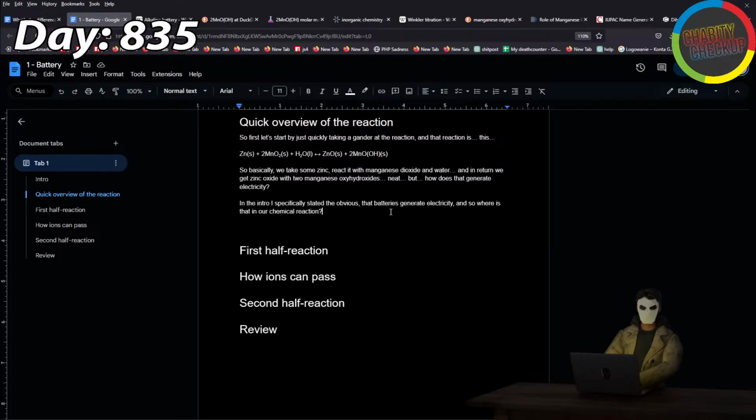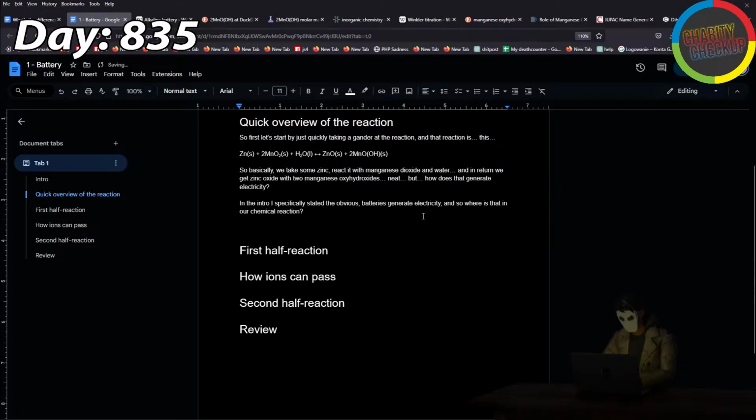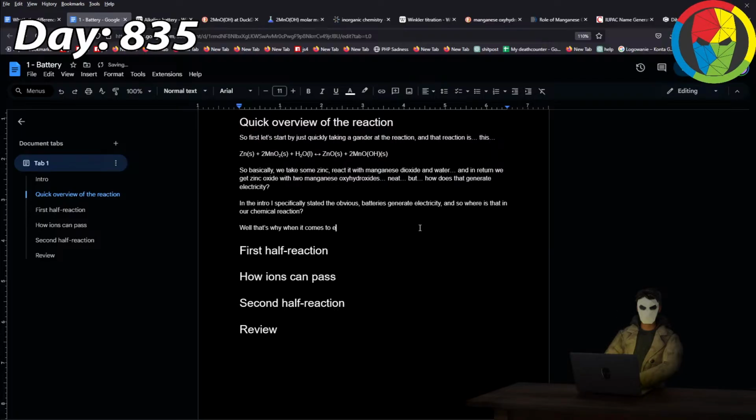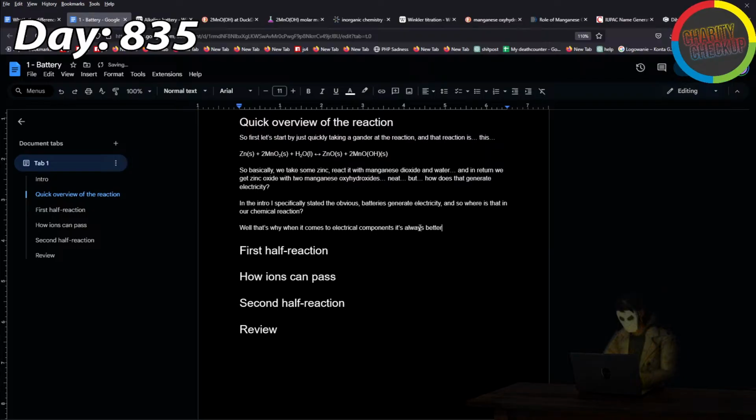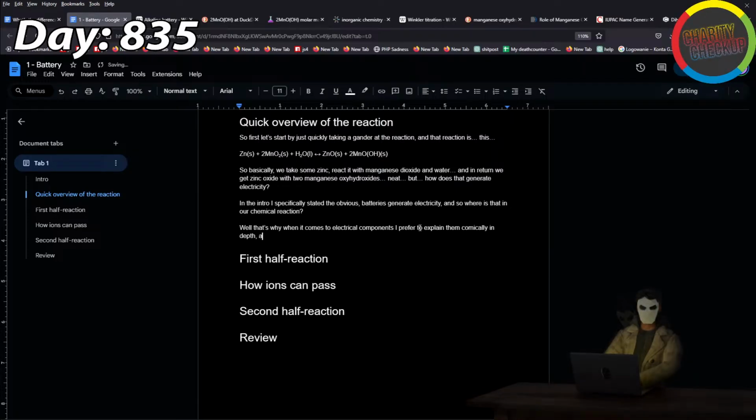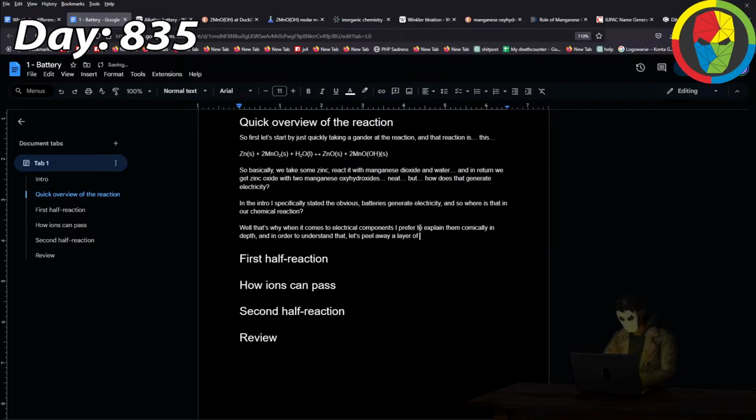These batteries generate electricity. It's worse than the chemical action. When it comes to electrical components, it's always better. I prefer to explain them comically in depth and understand that. Let's peel away a layer of abstraction from our battery.